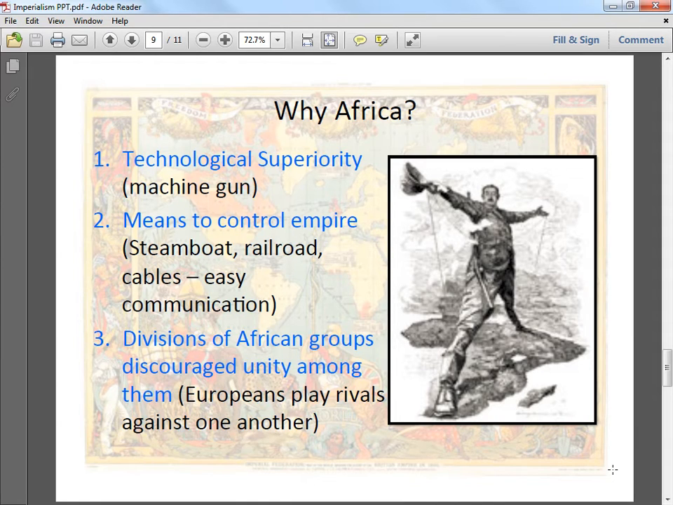And finally, divisions of African groups. A lot of Africa is divided up and fighting itself when Europeans show up. And when Europeans finally do show up, it's too late to try and come together and kick them out. They've got better technology. They're more advanced technologically. It doesn't take a whole lot for Europeans to take over the place.